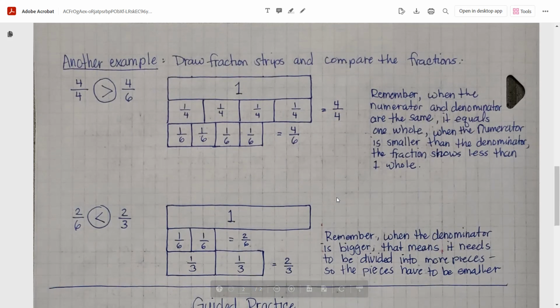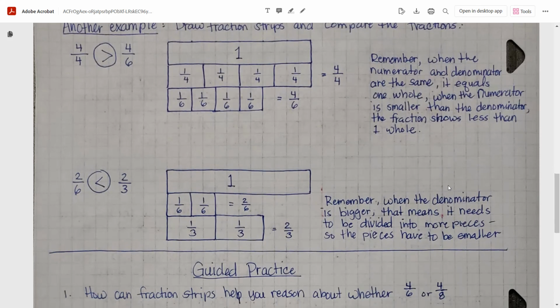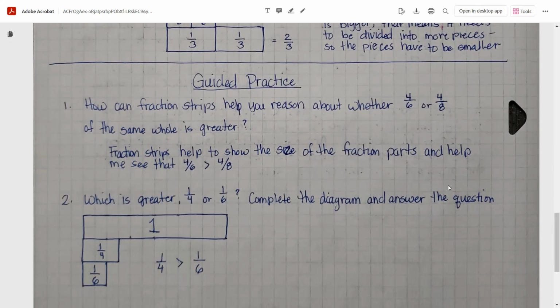For the next one, we have 2/6, and we're comparing that to 2/3. So I drew my 1 whole fraction strip for reference, and then I drew 2 1/6 size pieces and 2 1/3 size pieces. Now here, if we have a total of 3 that we need to make it whole, and we have 2 of those 3, that means we have most of them. But here, if we have a total of 6 pieces to make it whole and we only have 2 of them, we have less than half. We have a very small piece. So when your denominator is big, that means it's divided into more pieces. When your denominator is small, that means it's broken into less pieces. So those pieces are larger.